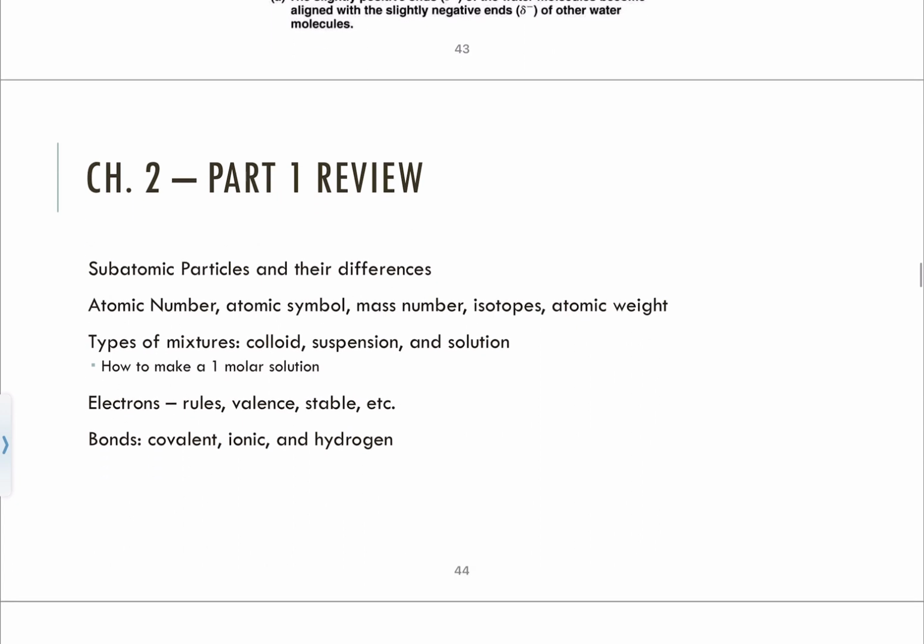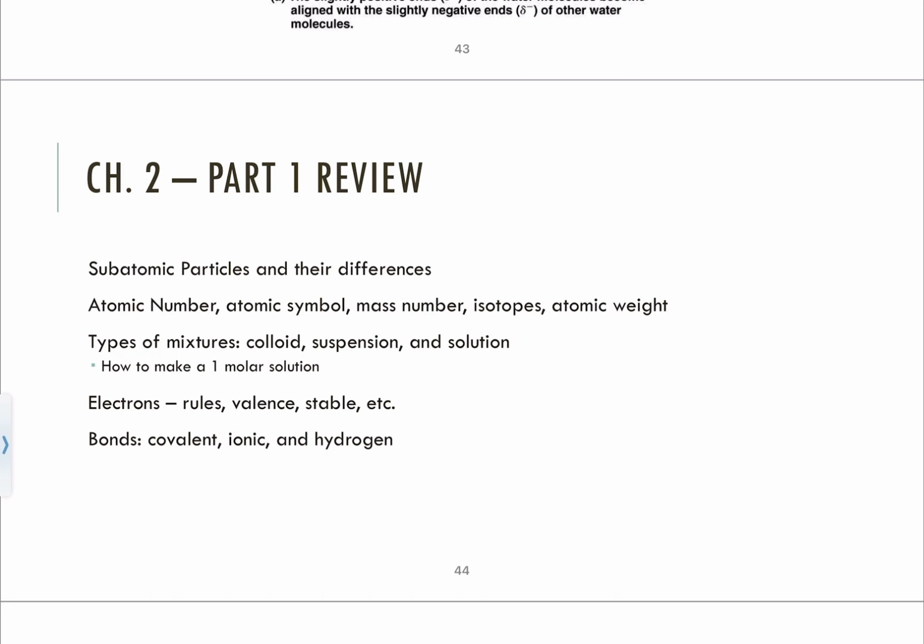So this is just kind of a review of things that we went through in the first part of chapter 2. We talked about the subatomic particles. Those are your protons, electrons, and neutrons, their differences, so where they're located, their weight, and the charge that they carry. We talked about some different terms: atomic number, atomic symbol, mass number, isotopes, and atomic weight. So make sure you can work through that and understand what those are and be able to calculate the number of protons, neutrons, or electrons if given the mass number.